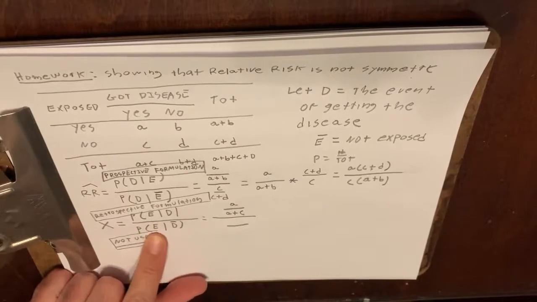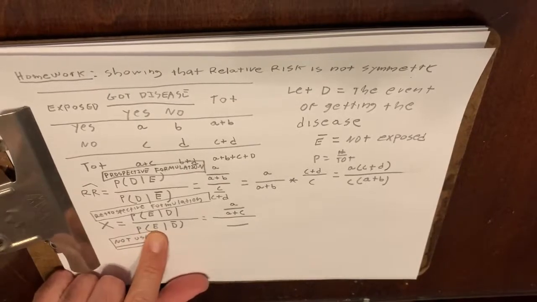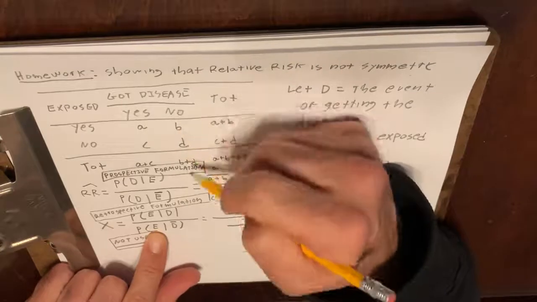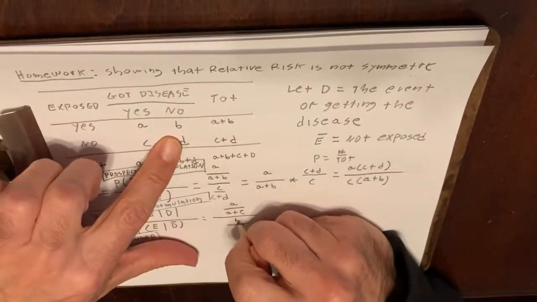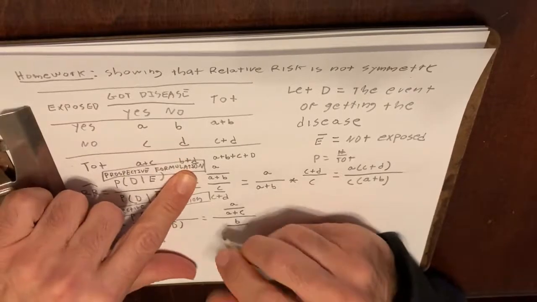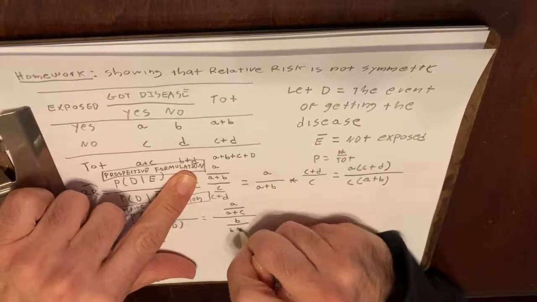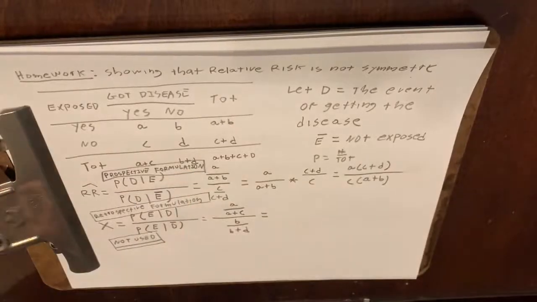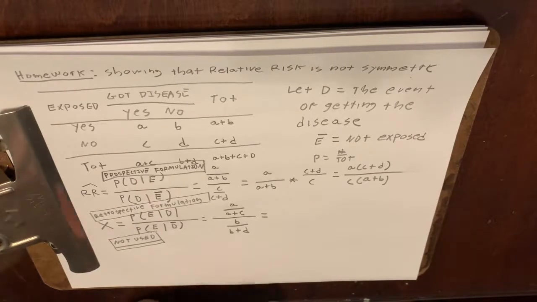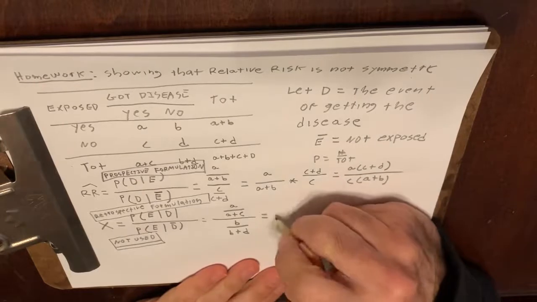And the probability of randomly selecting a study subject who was exposed, given that they didn't get the disease, right? Now it's B over B plus D. Now pause the video and simplify this the same way you simplified the other one.